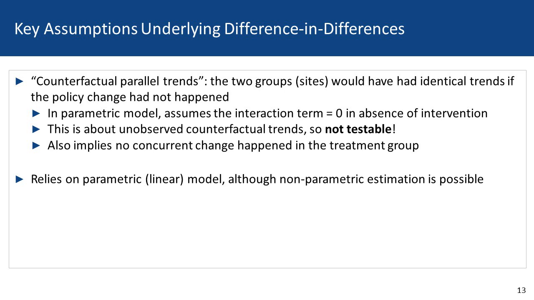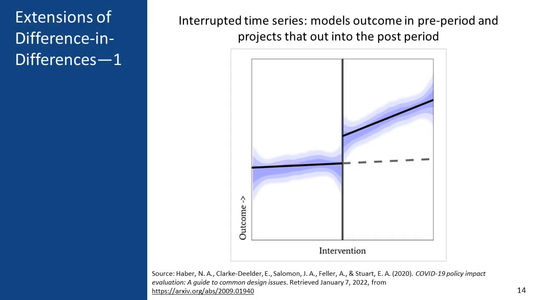Another important piece of this is that there is no concurrent change happening in the treatment group at the same time as the policy or intervention of interest. Otherwise, we would not be able to disentangle the effects of the two policies, this policy of interest and the other change. And then, as with any regression model, the difference in differences approach relies on a linear model, though non-parametric estimation is possible. There are a few extensions beyond the difference in differences model we have been discussing, with just 2 groups and 2 time points.